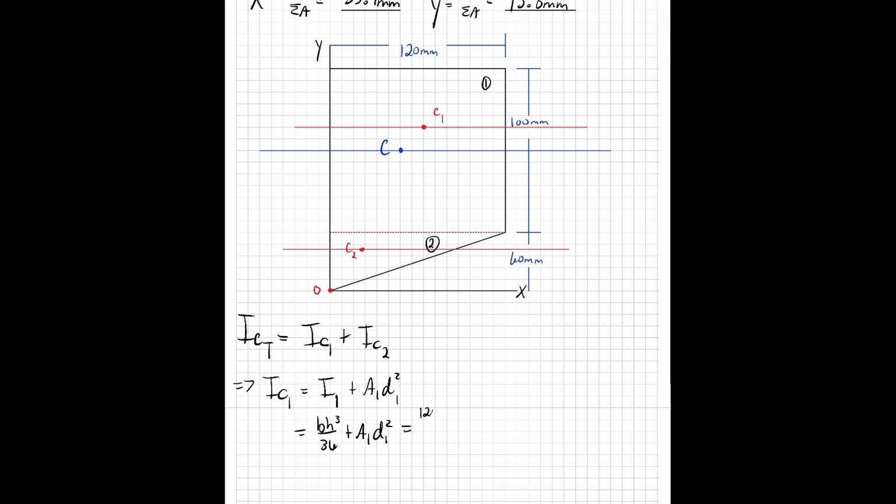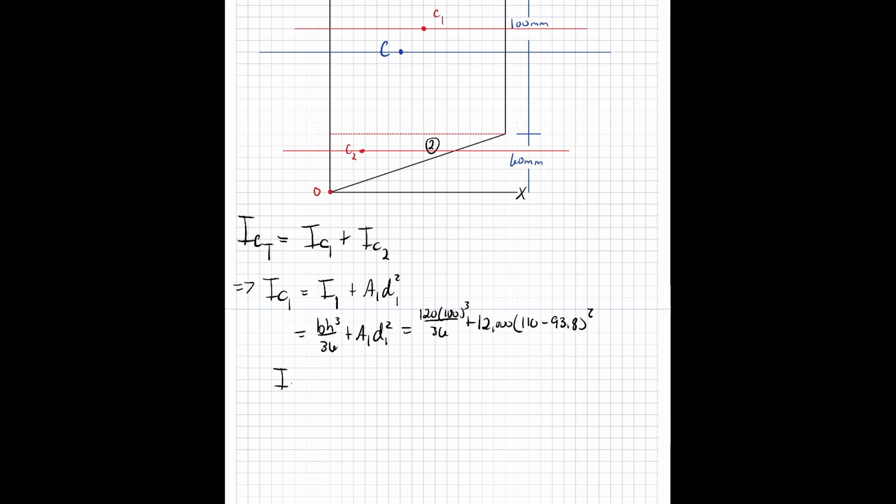So that is 120 times 100 cubed over 36 plus 12,000 times our 110 minus 93.8 squared. The 110 minus 93.8 is our local centroid in the y direction of our rectangle minus our global centroid. That will get us our distance between global and local in the rectangle, this portion right here. Solving that out, we get IC1 to be 1.31 times 10 to the 7th millimeters to the 4th.